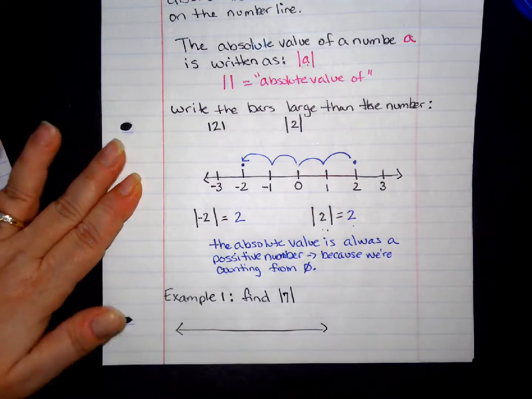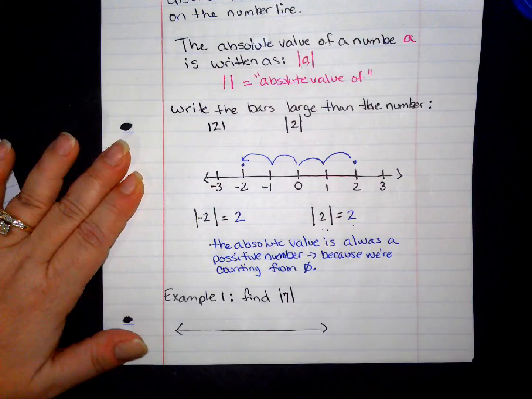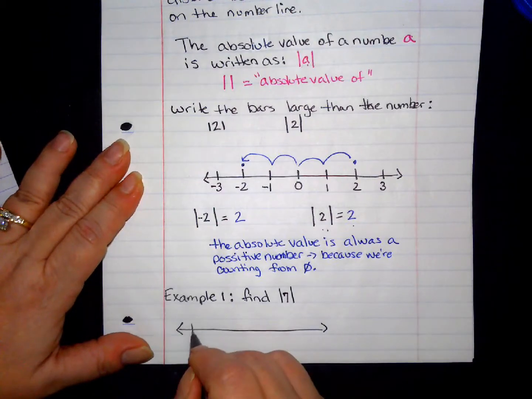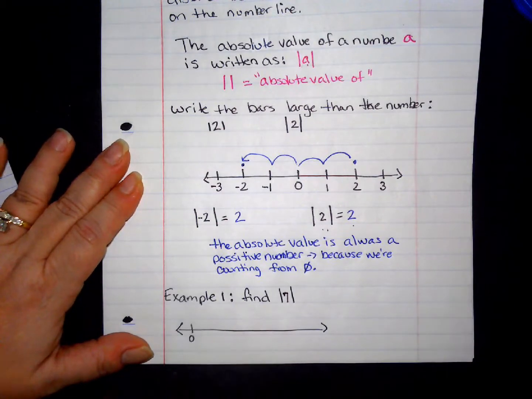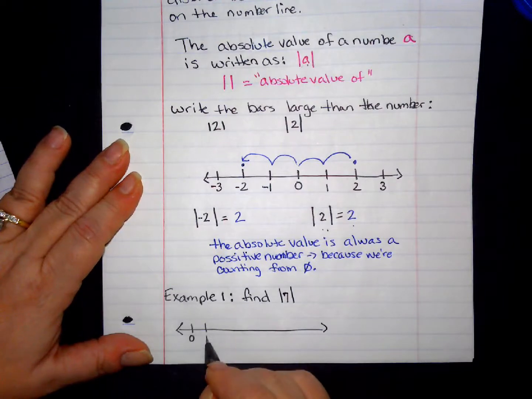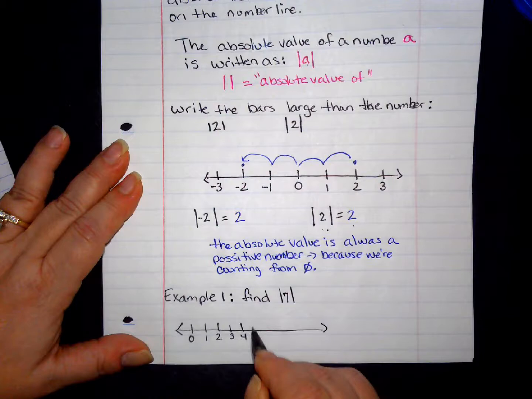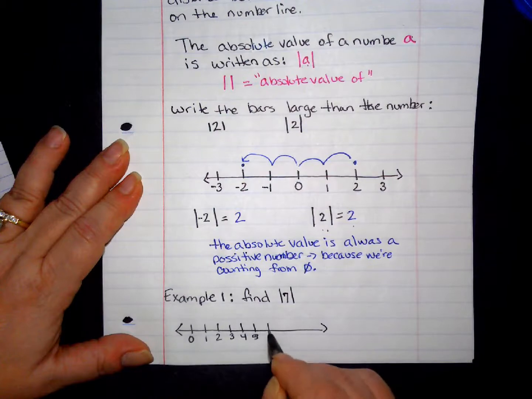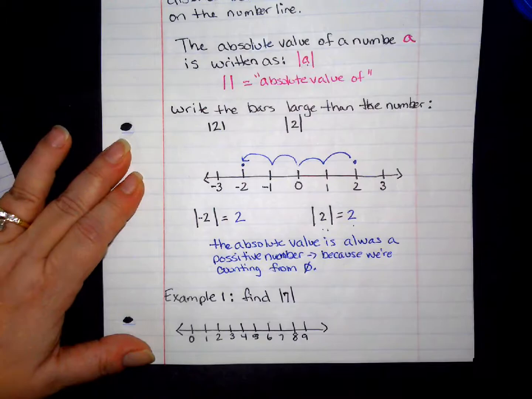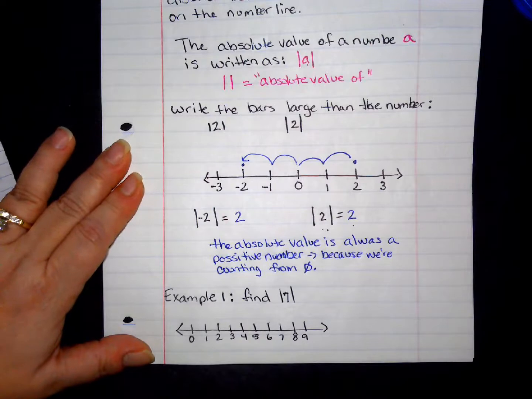well, I'm only plotting one number and it's going to be 7. So I'm going to put the 0 all the way here because I know 7 is always to the right of 0 because it's a positive number. So 1, 2, 3, 4, 5, 6, 7, 8, 9. And remember, that could go on and on and on and on. Okay. So I'm going to graph 7.